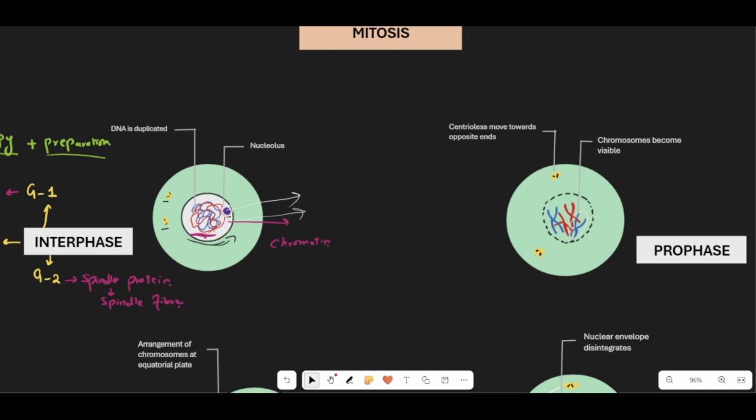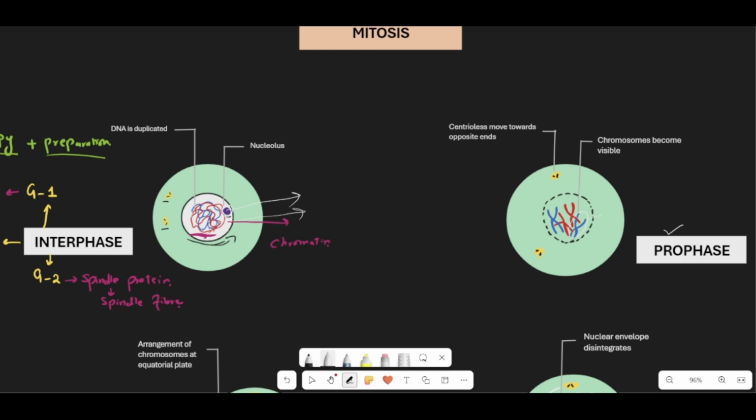In our previous lecture, we discussed interphase, which is actually a preparation stage for mitosis. Now we are moving towards the next phase of mitosis, which is termed prophase. We are going to discuss the key changes which take place during the prophase stage of mitosis.